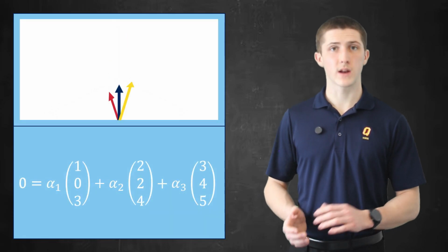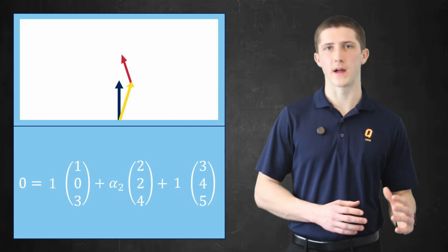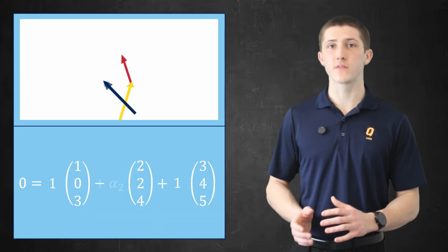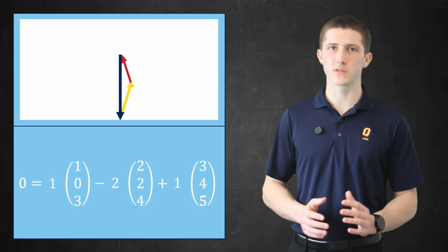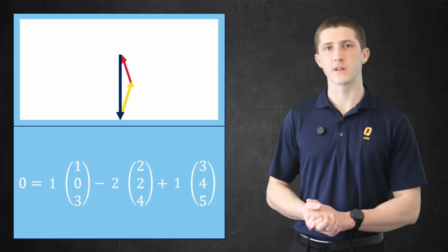Alpha 1 equals whatever alpha 3 equals, so we'll set them both to 1. And then alpha 2 equals negative 2 times alpha 3, so just negative 2. Since our equation has a real solution, these three vectors are linearly dependent.